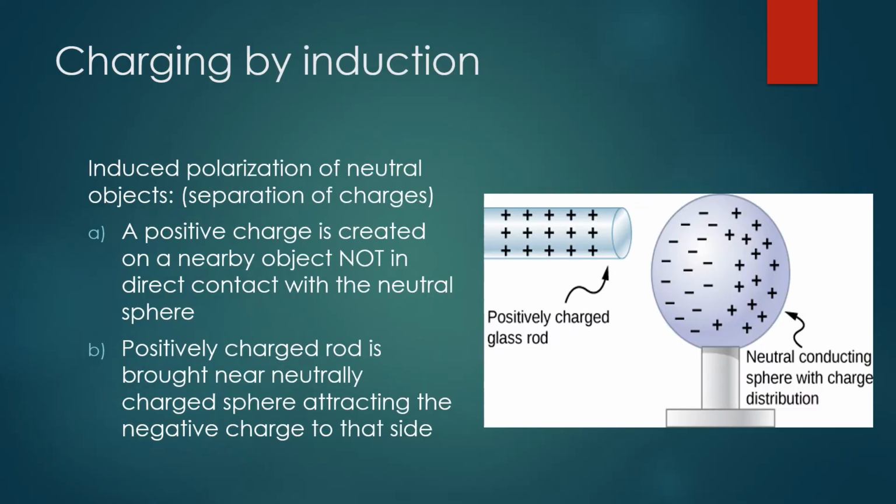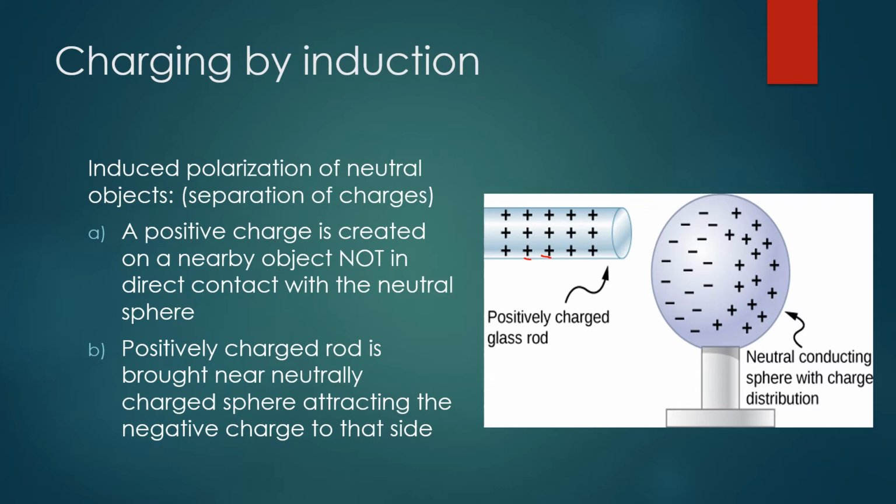So let's look at another example. In this example, we have a positively charged glass rod. The glass rod over here, notice, has all positive charges. If we bring that near a neutral sphere, and by neutral I mean the same number of positive and negative charges, what's going to happen is that opposites are going to attract.